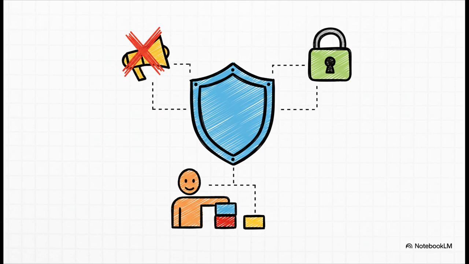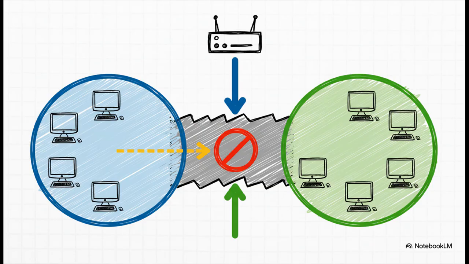So to boil it all down, VLANs give you these huge advantages. They kill all that broadcast noise, they add a really powerful layer of security, and they make the network so much easier to manage because you can group devices by what they do, like the HR team, no matter where they're physically plugged in.